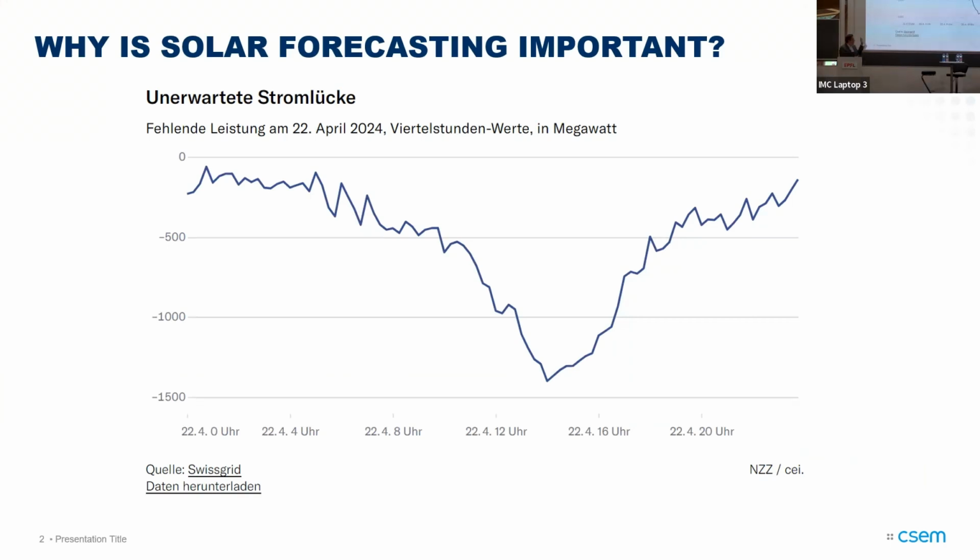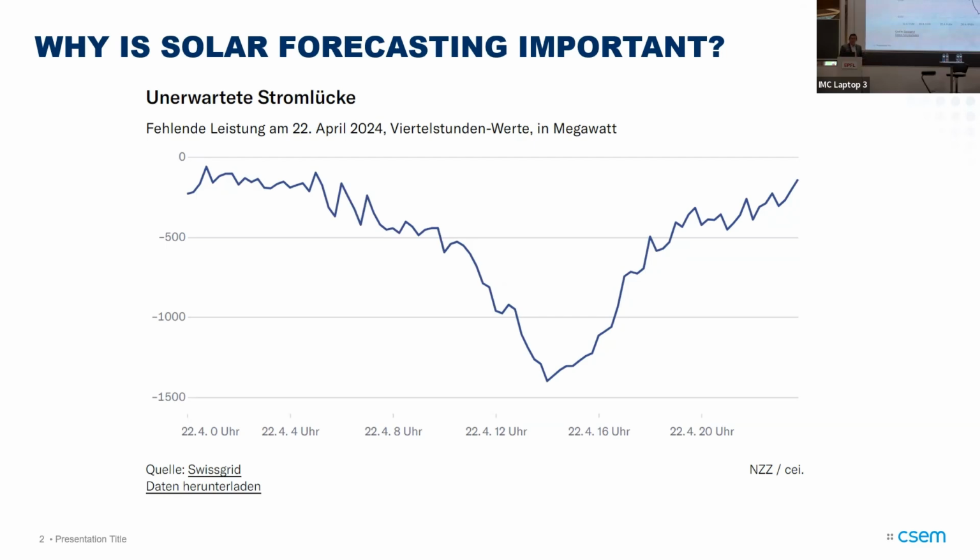Just as an example, this year in Switzerland, on the 22nd of April, there was a shortfall of around 1.4 gigawatts in solar production. Swiss Grid had to cover that shortfall in production. Covering it means that you need to fire up some contingency measures, like power plants, and this costs several millions of francs.